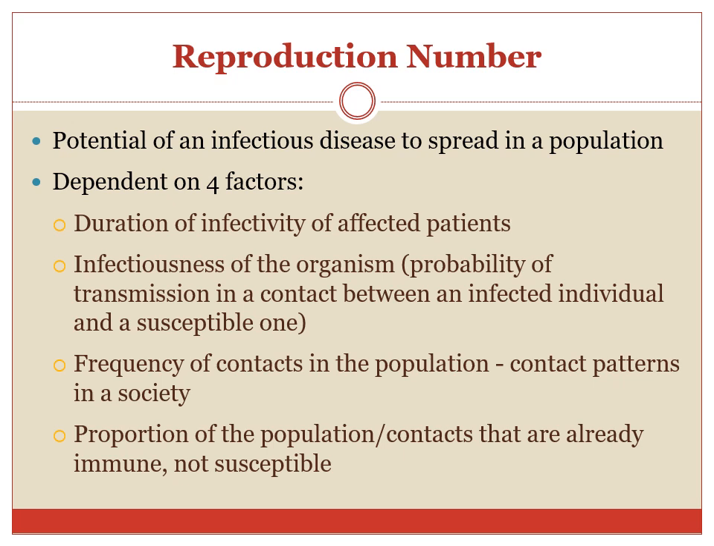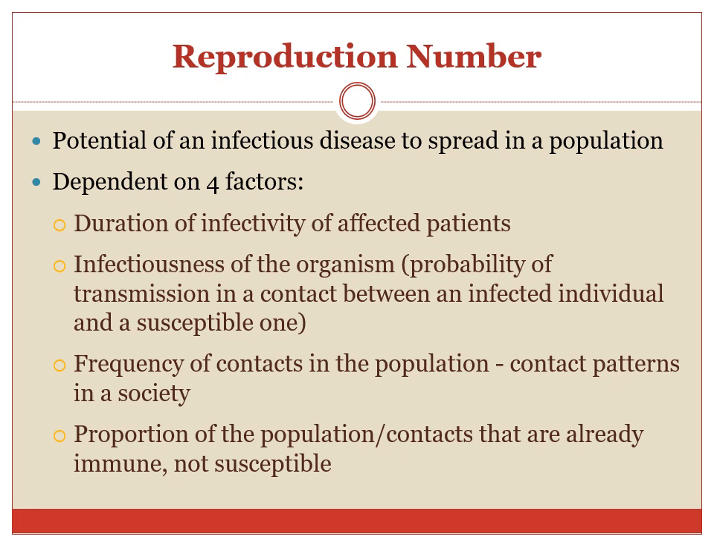So this is related to the organism itself. And the third component is frequency of contacts in the population and contact patterns in a society. How much mobility do you have? How many people contacts do you have? This is the third factor.